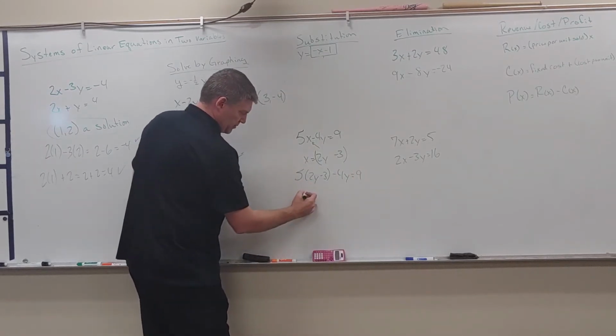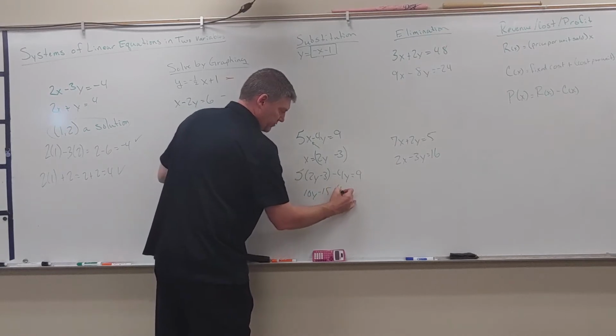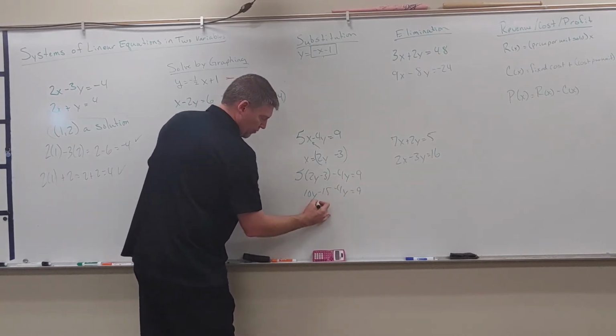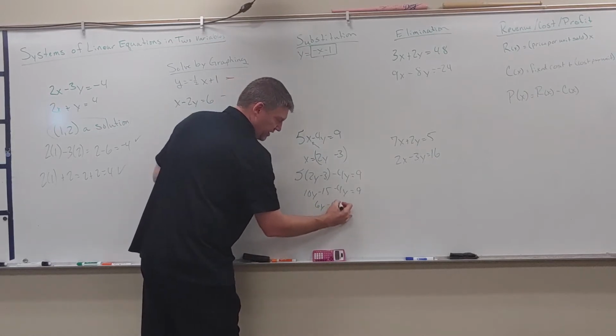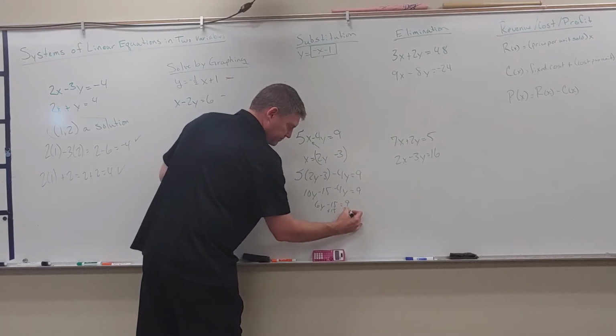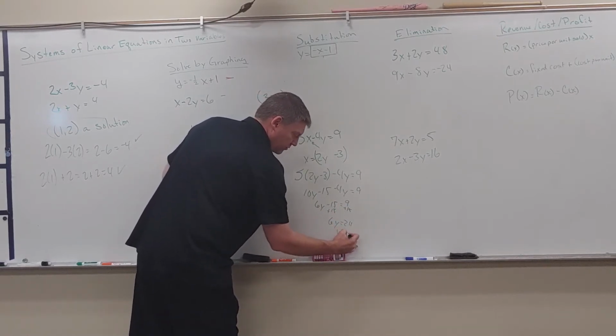I'm going to multiply this out. So 10y minus 15 minus 4y equals 9. I combine my y's here: 6y minus 15 equals 9. Add 15 to both sides, and I get 6y equals 24, or y equals 4.